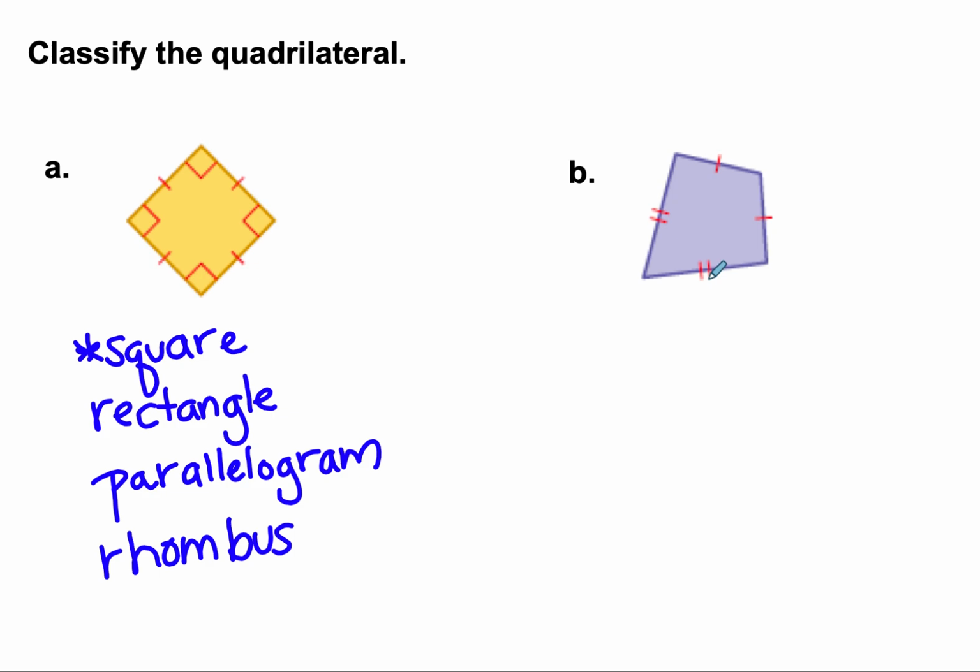All right, let's look at B. I have two long sides that are the same and touching. I have two short sides that are the same and touching. So this one is going to be the kite. That is the only name besides quadrilateral that applies to that. So it is the most specific name as well.